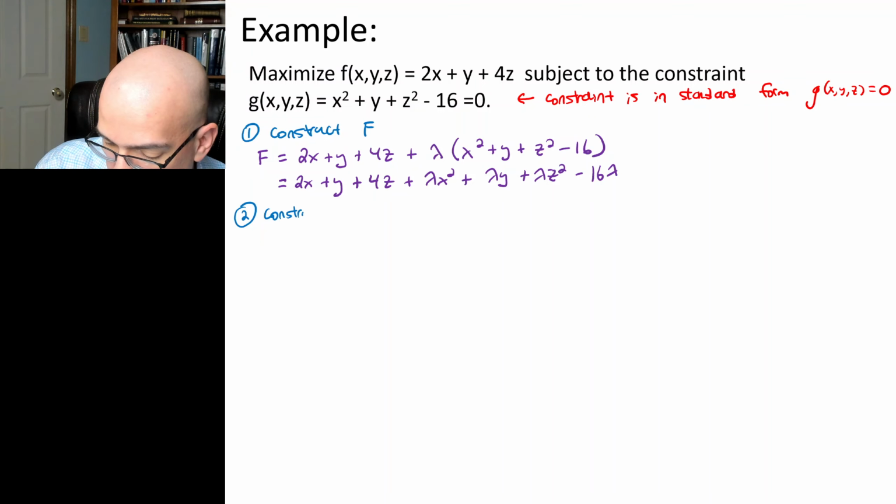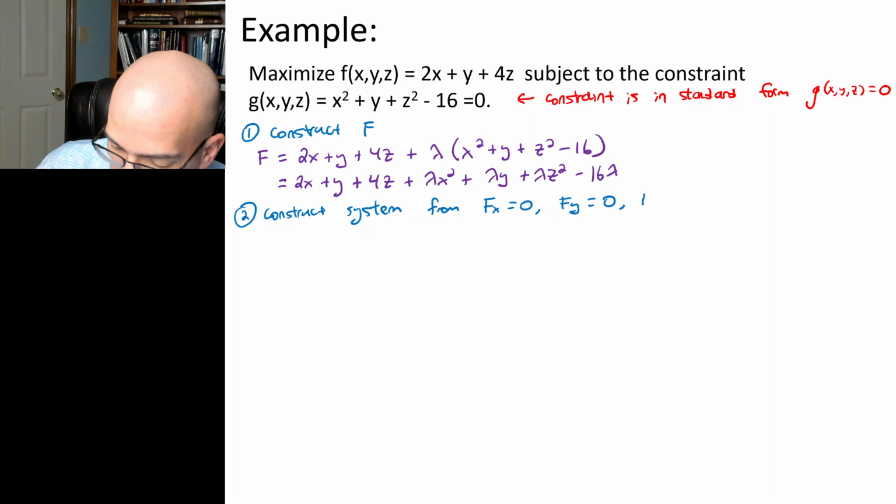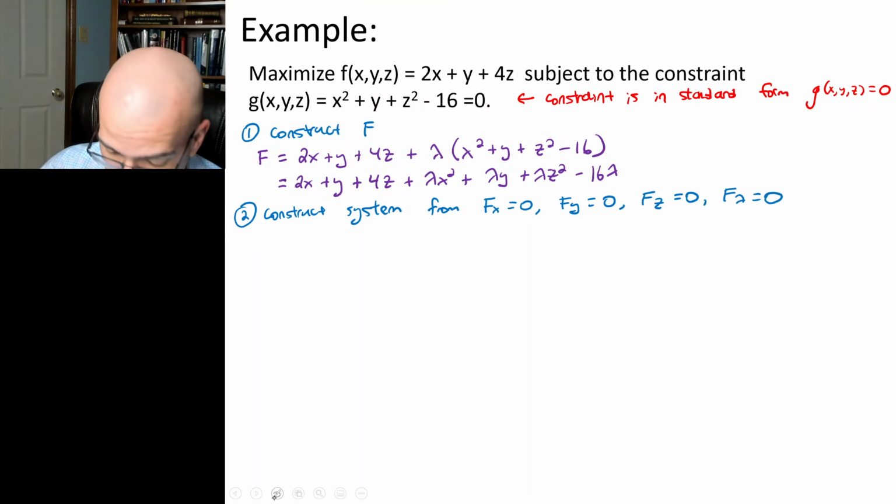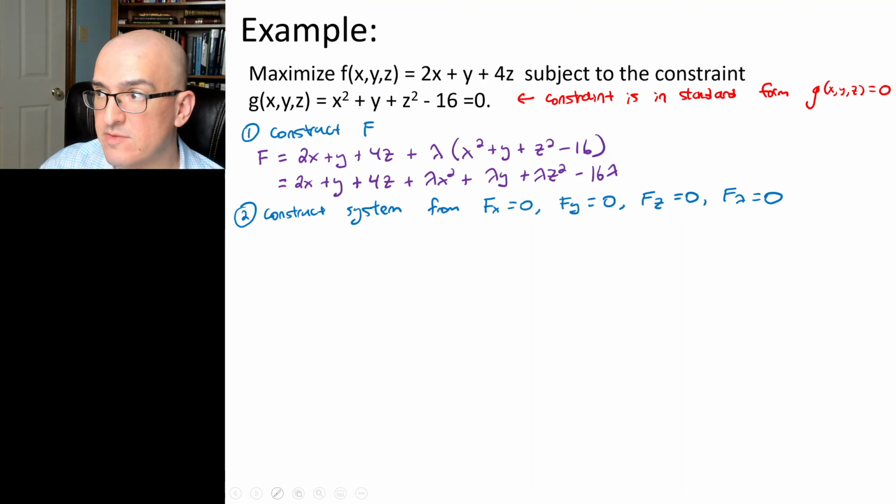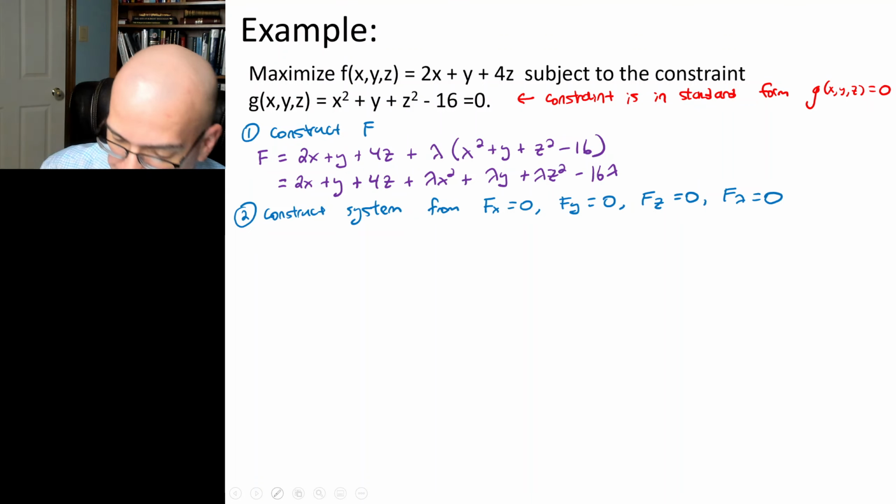Now we're going to construct a system from capital F sub x is 0, capital F sub y is 0, capital F sub z is 0, and capital F sub lambda is equal to 0. And this is going to be ugly to solve. And we may need to use a different method. We may not be able to do the substitution thing. Maybe we can, but maybe we can't.